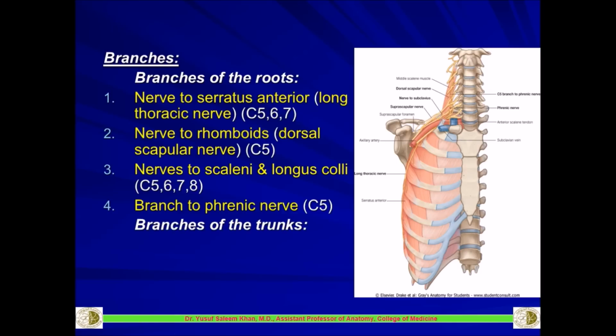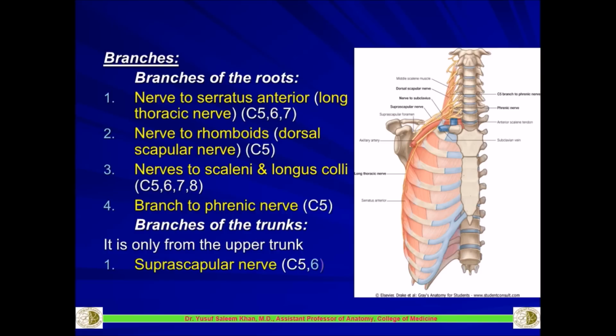There are branches even from the trunk. So after the roots, here are the trunks, right? So there are branches which are coming from the trunk. It is only from the upper trunk which will be coming. There are no branches from the middle as well as the lower trunk. Only the upper trunk will be giving branches. This is called the suprascapular nerve, which will be supplying the suprascapular area.